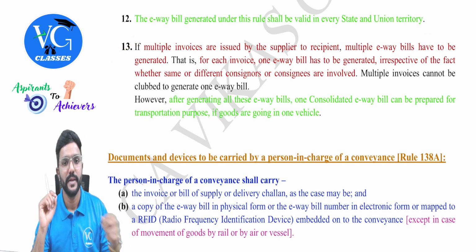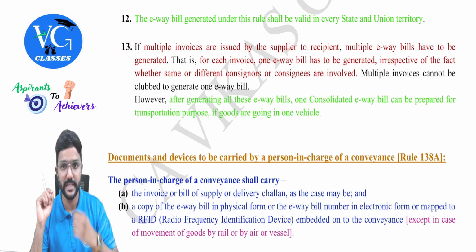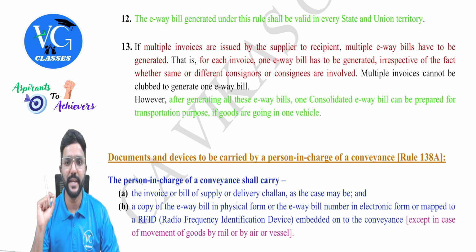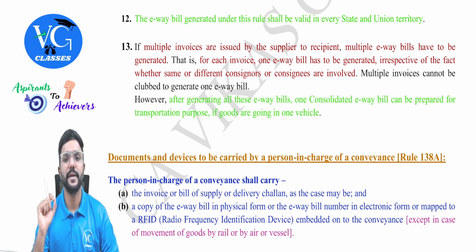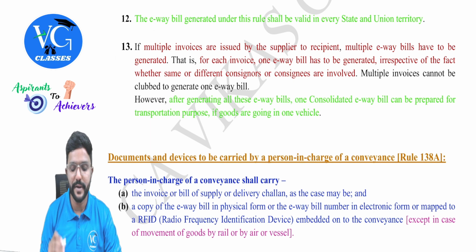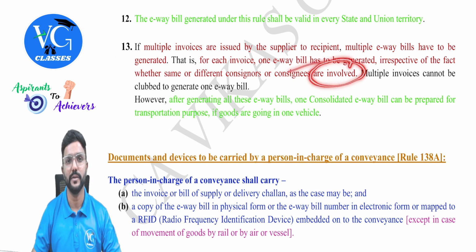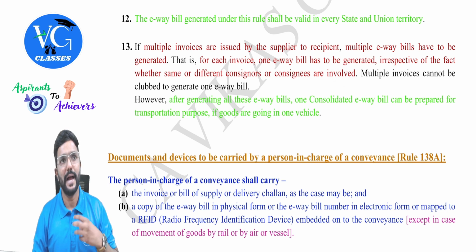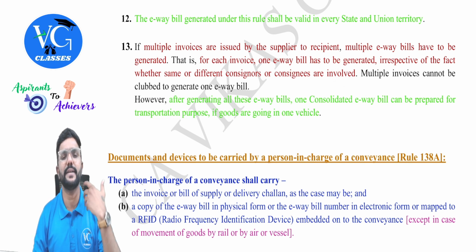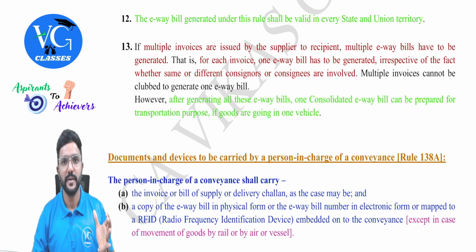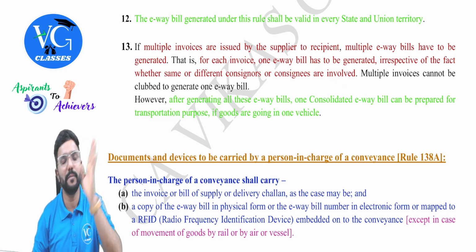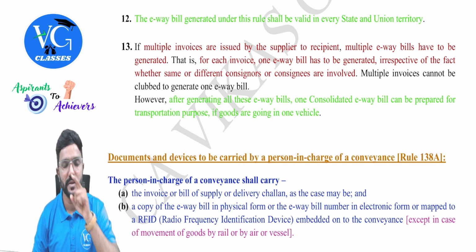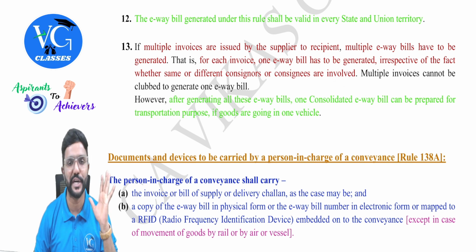Then 13. If multiple invoices are issued by the supplier to the recipient, multiple e-way bills have to be generated. That is, for each invoice, one e-way bill has to be generated, irrespective of whether the same or different consignor or consignees are involved. For example, assume I have issued 10 separate invoices for the recipient, and all these goods are going in one vehicle. Can we generate only one e-way bill? No. For each invoice, one separate e-way bill has to be generated.